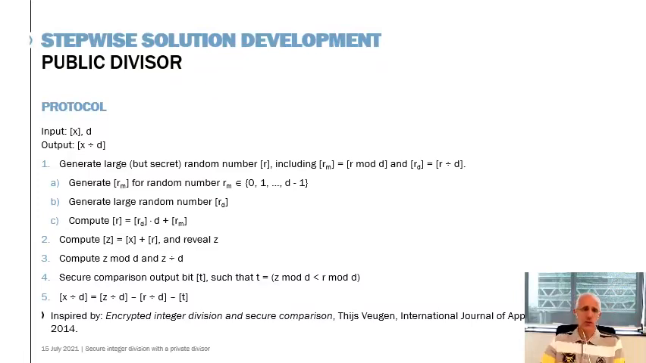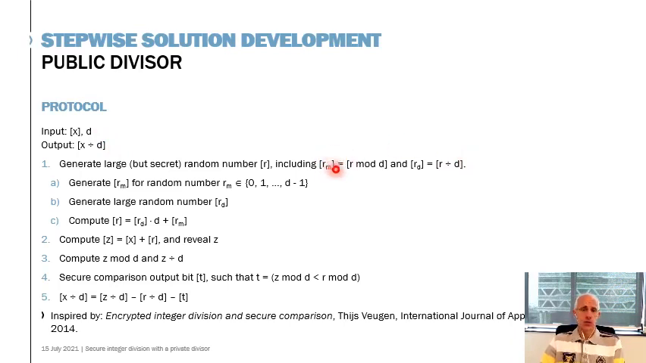So how are we going to build our protocol? Well, it's easy to start with a public divisor protocol. So we have a secret shared X, a public D, and we want to compute the division result. The way to go is to generate a large random number, which none of the parties knows.